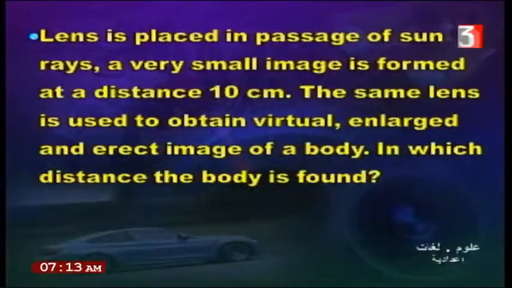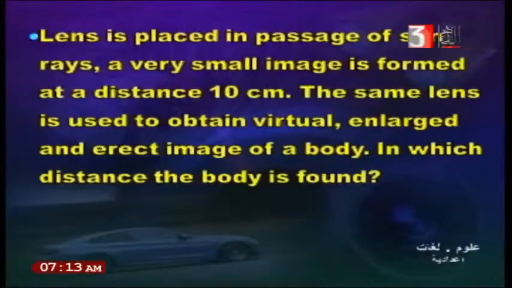A lens is placed in the path of sun rays. A very small image is formed at a distance of 10 centimeters. When the image of the sun is formed, this point is called the focus. So here we have the information that the focal length of this lens is equal to 10 centimeters.